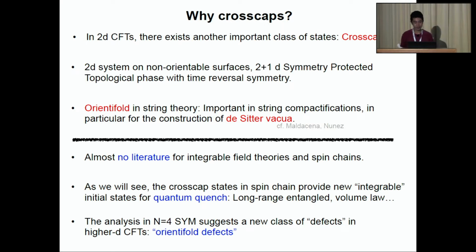As we will see, the crosscap states in spin chains provide new integrable initial states for quench protocols, and they have interesting properties like long-range entanglement and a volume law of the entanglement entropy. Furthermore, the analysis in N=4 super Yang-Mills suggests a new class of defects in general higher dimensional conformal field theory, which I would call orientifold defects. And I'm going to explain that as well.